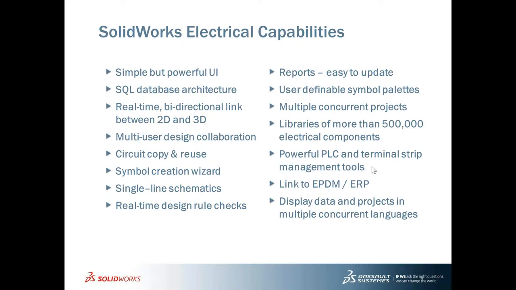reports are easy to update, easy to generate, documentation packages come together very quickly. You can import multiple symbols, your own symbols, and customize those. You can run multiple concurrent processes. The existing library has more than 500,000 electrical components and symbols. We can use the PLC terminal strip management tools within the electrical 2D side. This actually has a link to ePDM, which is the enterprise project data management software, so you can have real-time collaboration via instant messaging between the engineering staff, and it will display data for projects in multiple concurrent languages.